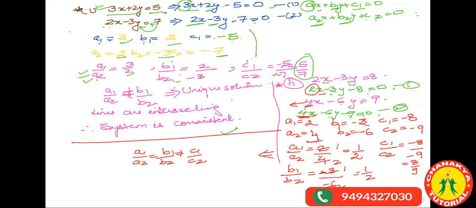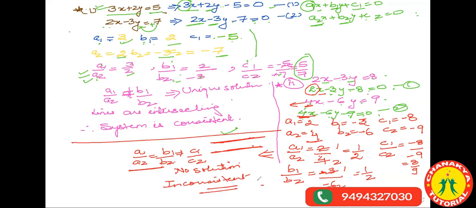See here now. We have A1 upon A2 is equal to B1 upon B2. When these two are equal, just keep in your mind, the lines are parallel. So they are not intersecting, so no solution is there. So the system will be inconsistent. Got it? Understood? Yes, ma'am.